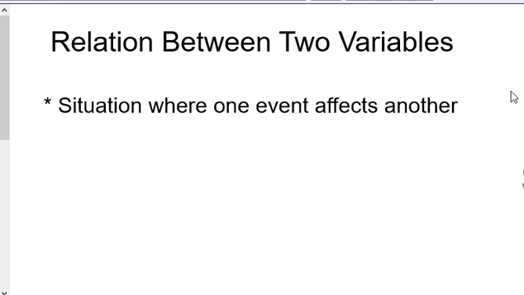Okay, so what's a relation between two variables? Well, it's a situation where one event affects another, such as, rain makes the grass grow. The more you lift weights, the stronger you get. The more you study, the better you do on your schoolwork. Those are where one event affects another event. That's what a relationship is.